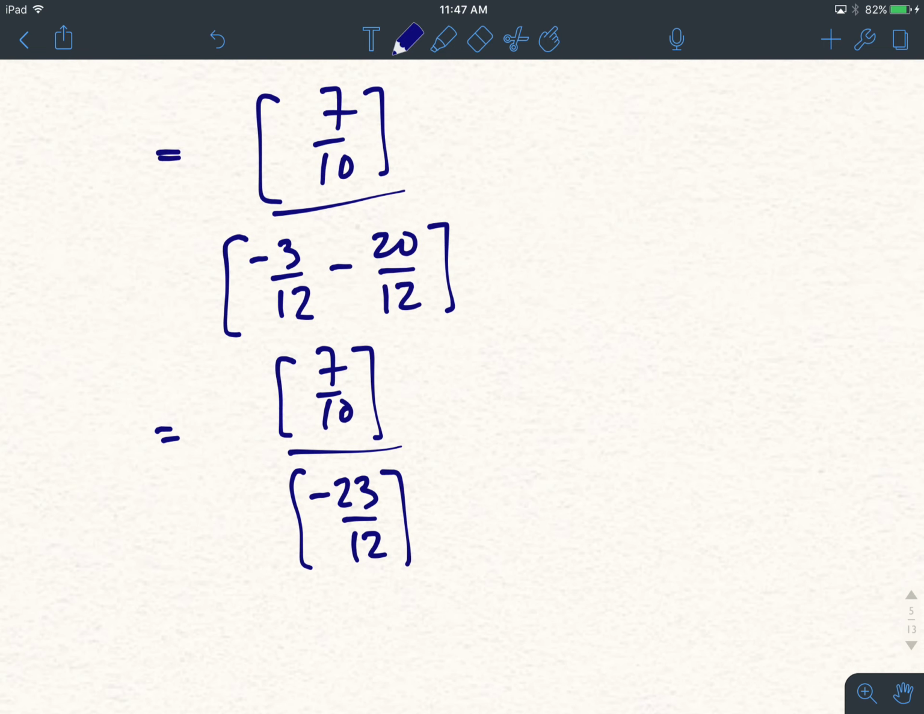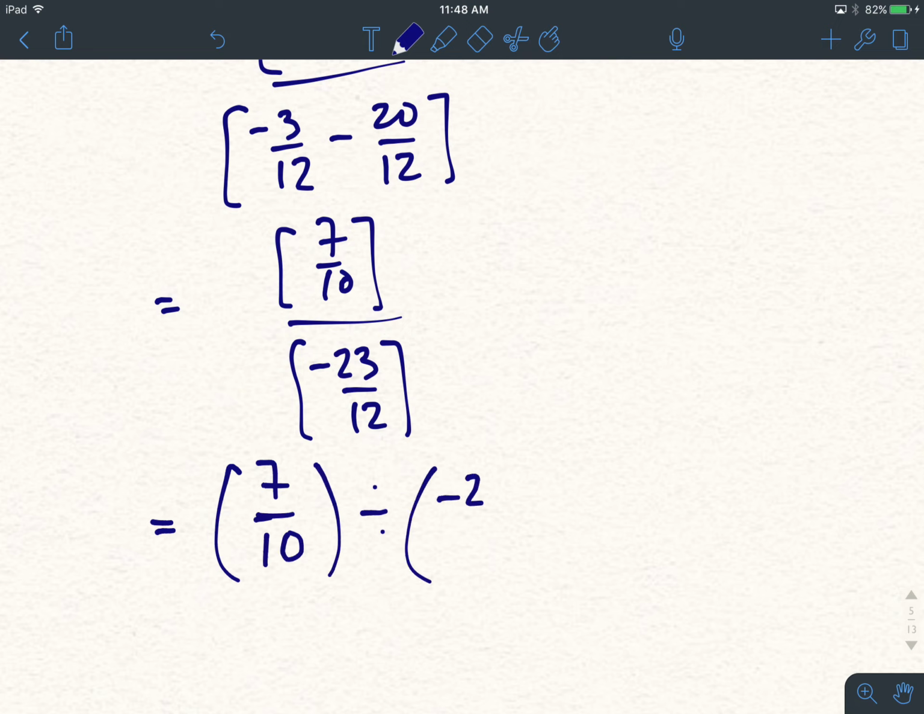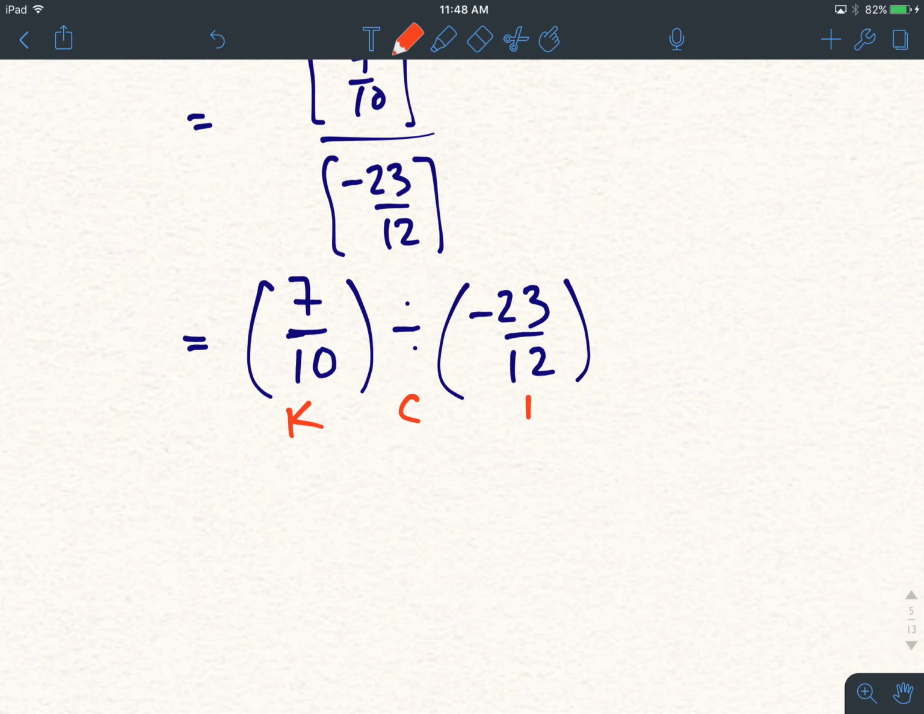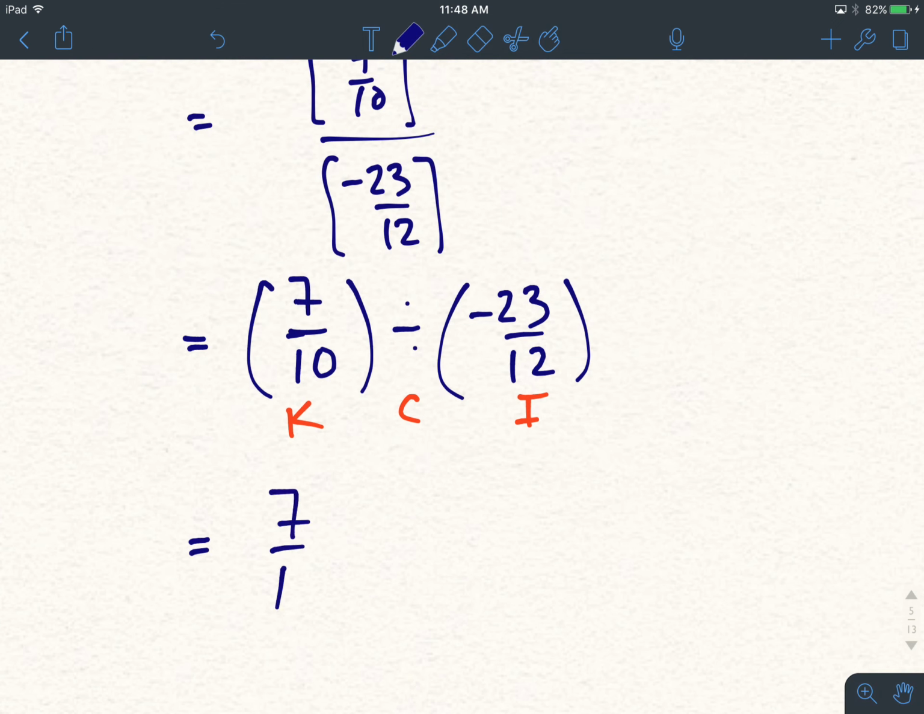So here we have a fraction in the numerator, a fraction in the denominator. Essentially now those brackets in our numerator and denominator are finished, so we can move on and actually divide these. Now, as I said before, if you've got 7/10 being divided by -23/12, we can once again apply the KCI to make this work for us, where we are going to keep the first fraction, which is 7/10, change division to multiplication, and invert the second fraction.